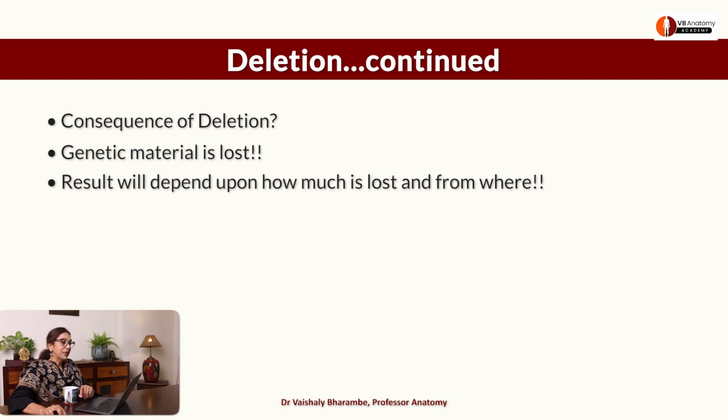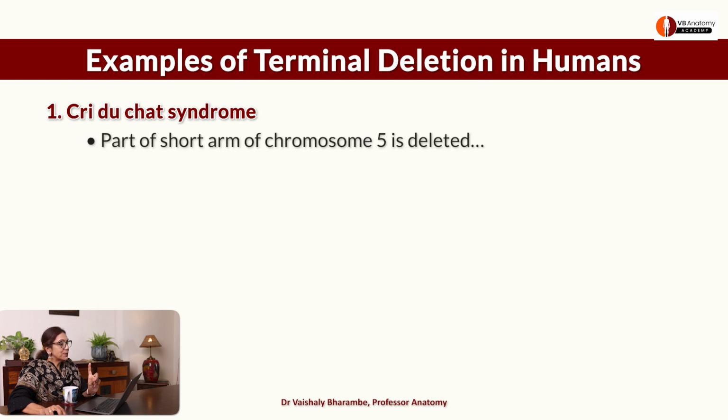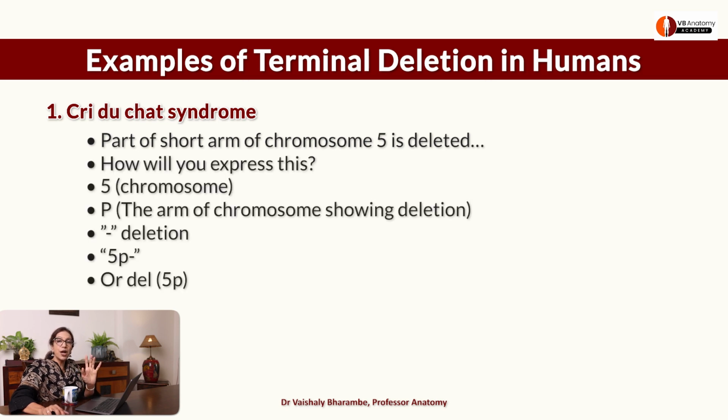Okay? But let's come to this condition, Cri-du-chat syndrome. This is part of the short arm of chromosome 5 getting deleted. So which chromosome? 5. Which arm? P arm. What is happening? Deletion. So I'm going to write it as 5p minus. Minus means deletion. So Cri-du-chat syndrome is a typical example of deletion. It's written as 5p minus as shown here. Some people also write it as del in bracket 5p.